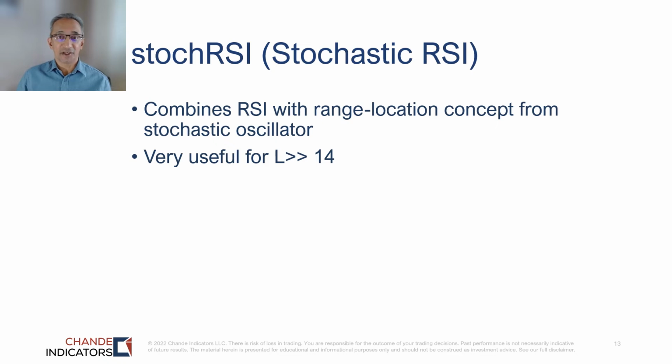So that gives us a chance to talk about another of my indicators, which is very, very popular. It's called the stochRSI or Stochastic RSI. So it combines the momentum concepts and calculations from the RSI with the range location concept from the stochastic oscillator. So we're asking, where is the RSI value within its range over the last X days? And this approach is very useful when we want to use lengths more than 14 days.